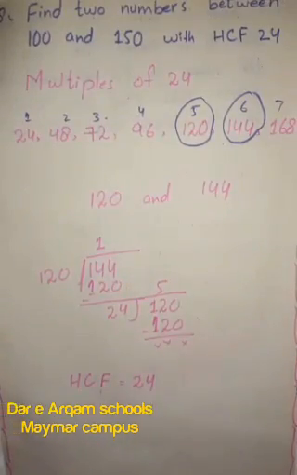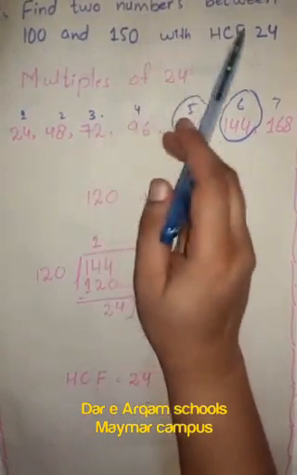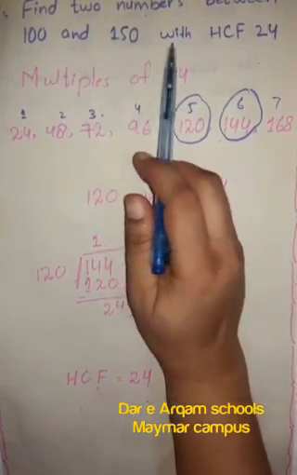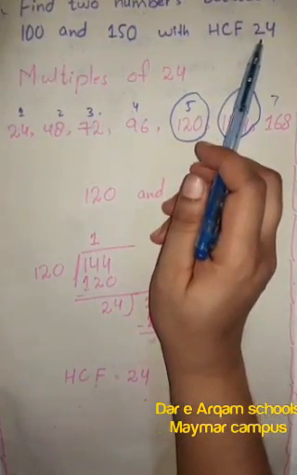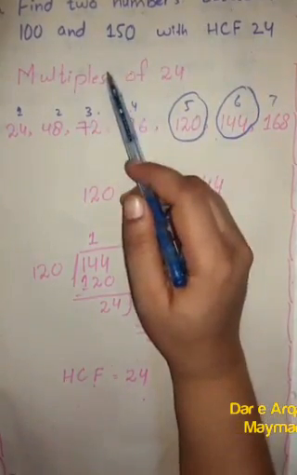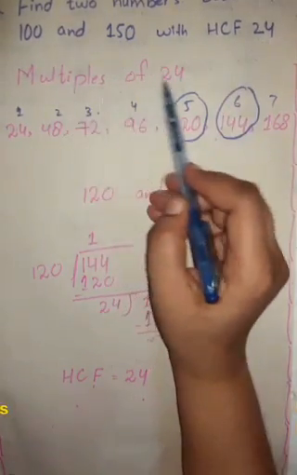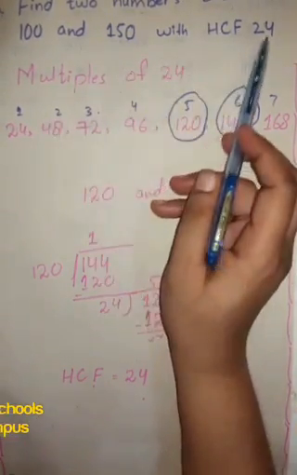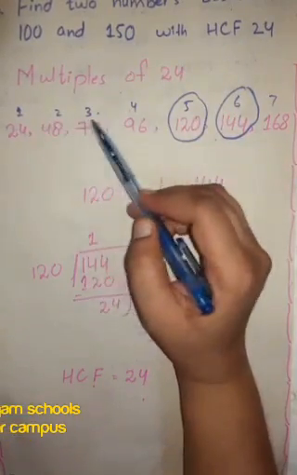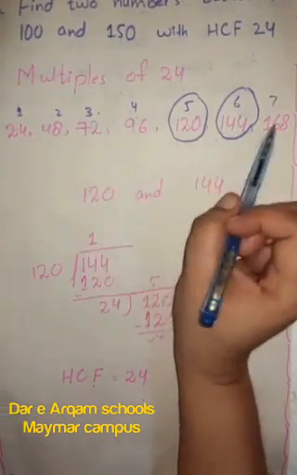Now students, here is your question number 8. Find two numbers between 100 and 150 with HCF 24. Here your HCF is given and you will find your numbers. For this purpose, you will find the multiples of 24. Start multiplying 24 with 1, 2, 3, 4, 5, 6 and 7. You will get some numbers.